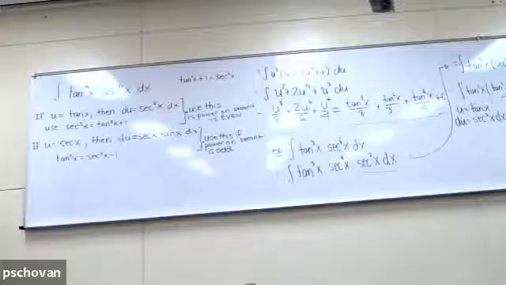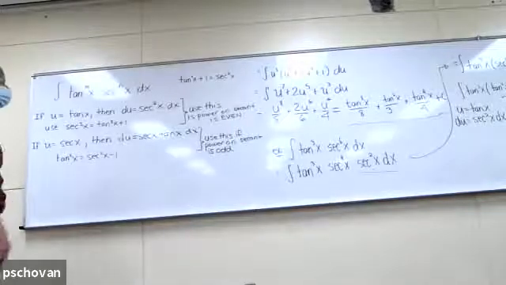That's an easy case. Power on secant is even, pull out a secant squared, write everything else in terms of tangents. If the power on secant is odd, pull out a secant tangent and see what happens. So let's give a few a try.